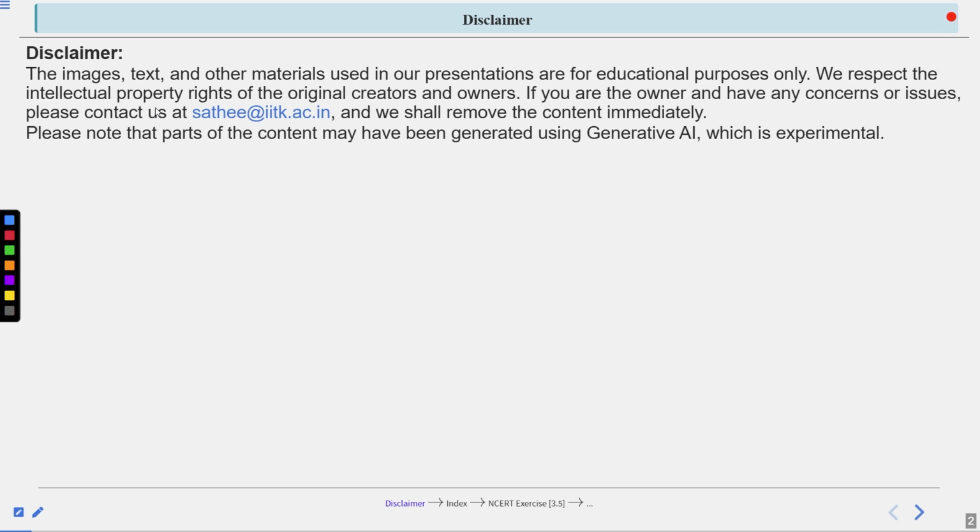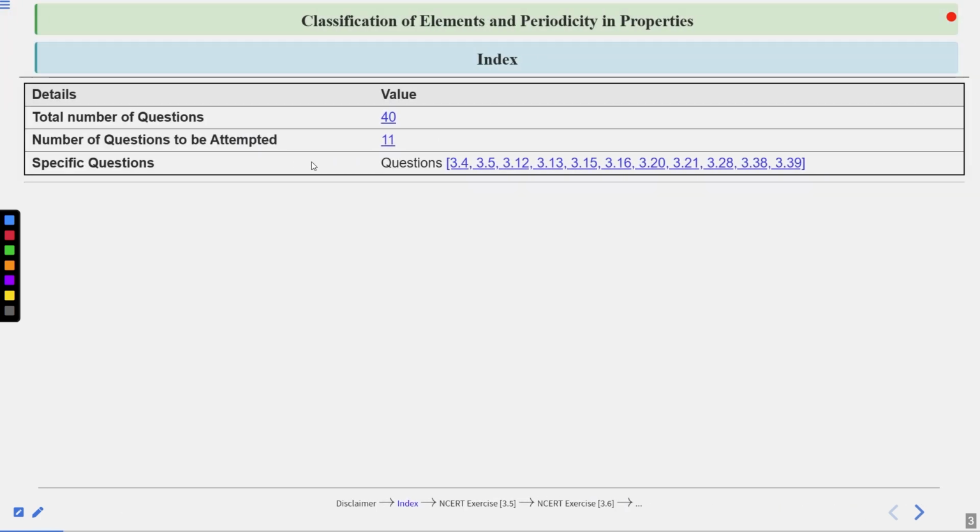Disclaimer given here. In today's session we will be covering the questions of the NCERT exercise. There are 40 questions in total given in your NCERT exercise. I have picked up some important questions, and that totals to 11. You can see the index of those given in the last row.